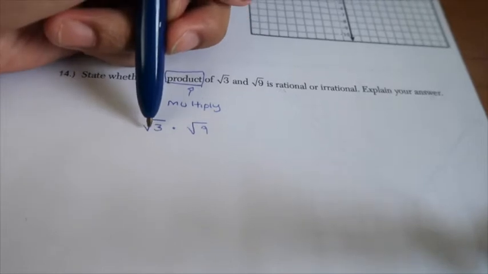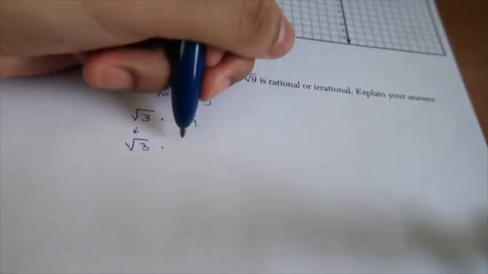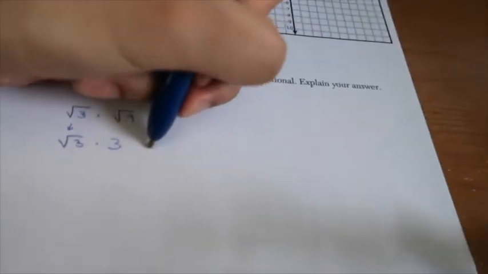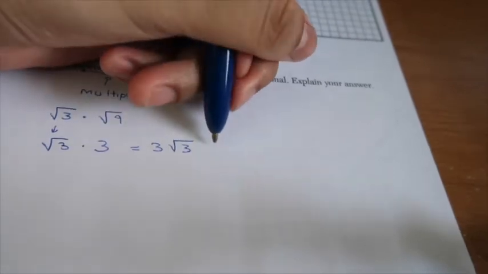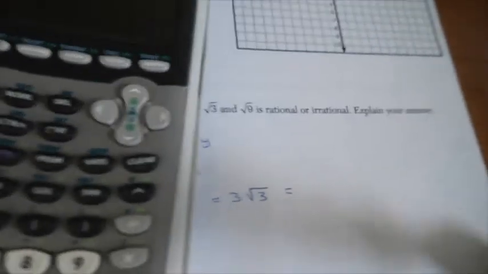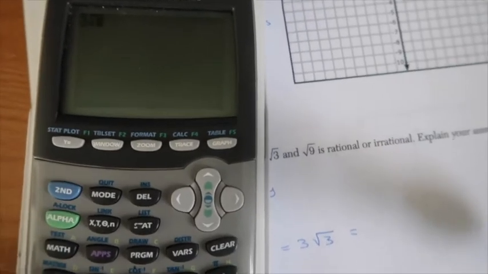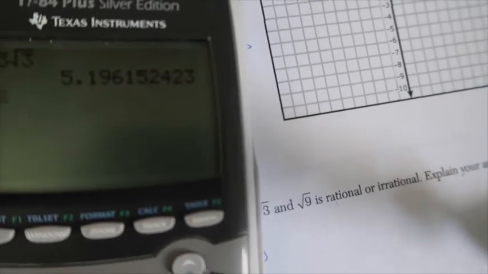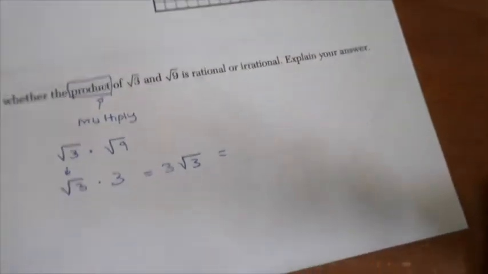The square root of 3 can't be simplified. That's already in the simplest form. So I'm just going to write it again as square root of 3 times the square root of 9, which equals 3. So if we multiply these together, we get 3 square root of 3. Now, if we put this in our calculator, 3 square root of 3 gives us a number 5.196152423. I'm going to write that down.